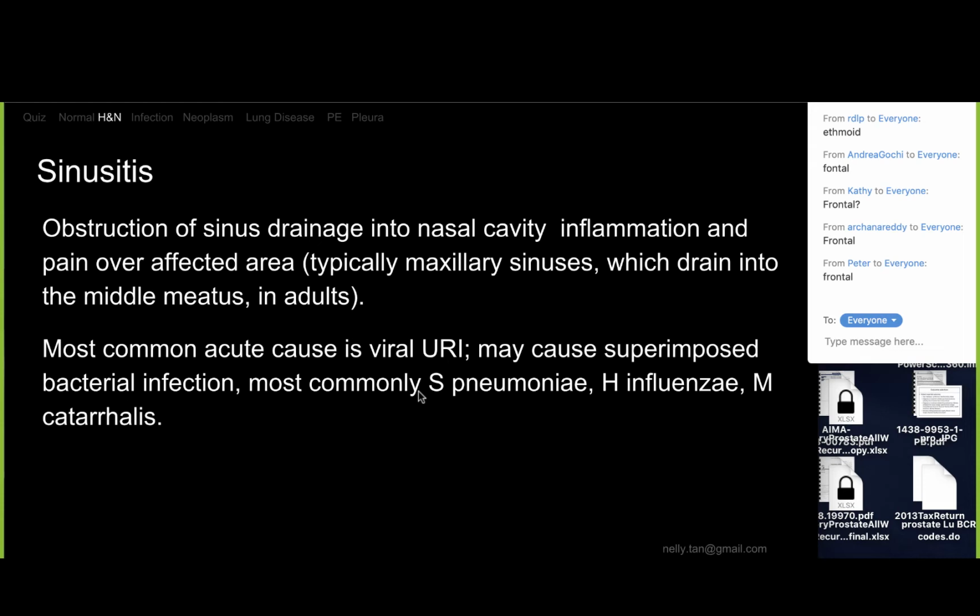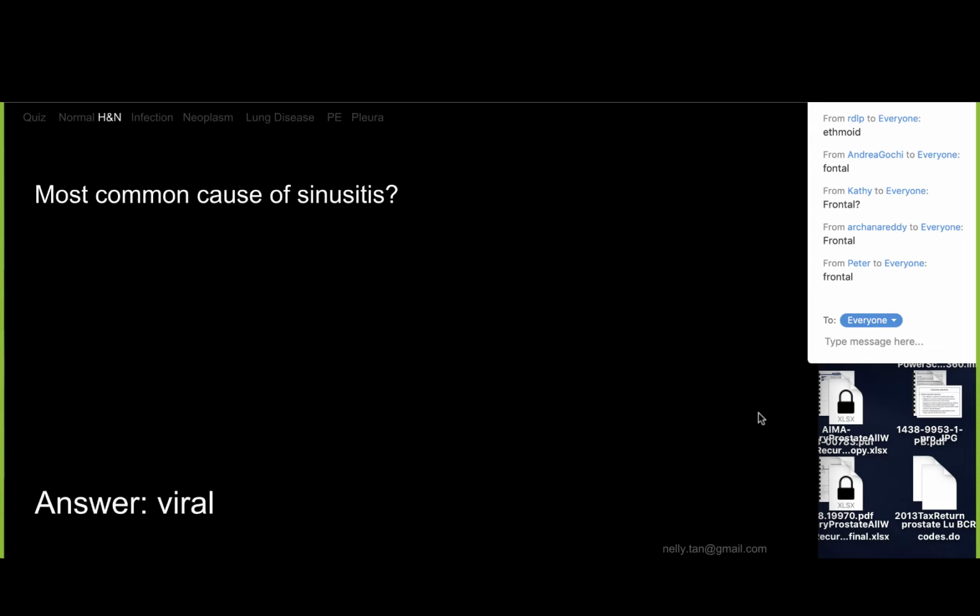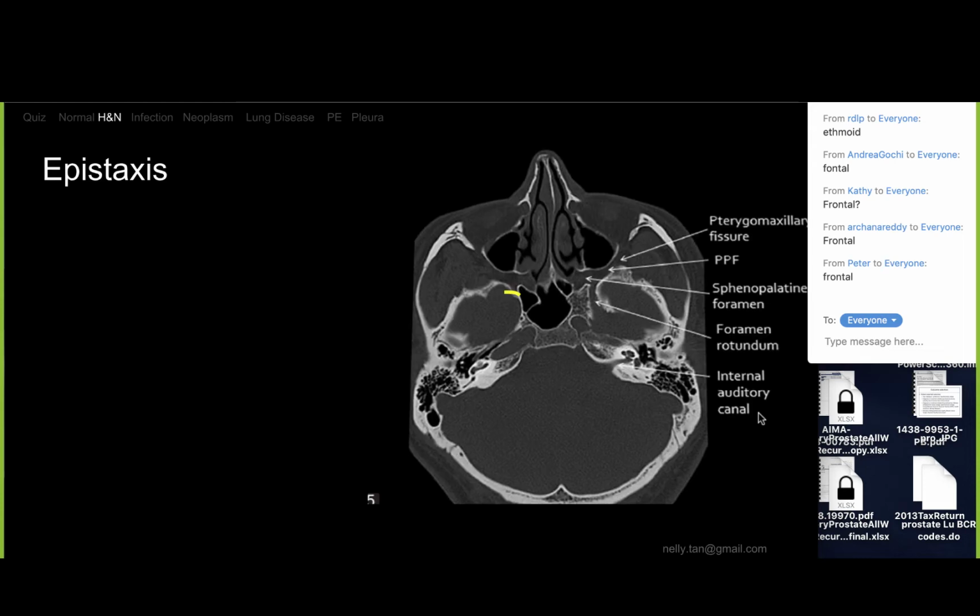So patients will be more sick. They'll have purulent drainage and start to develop fevers. If that happens, it's usually from Streptococcus pneumoniae, Haemophilus influenzae, and M. catarrhalis. So that's correct: viral is the most common cause of sinusitis. What would you give for sinusitis? Nothing. Patients just rest and recover. They can get a mucor mist to try to clear up the sinuses, Ocean Spray, and a humidifier.